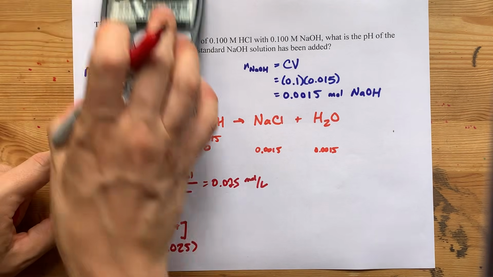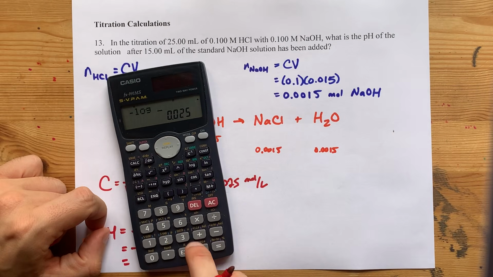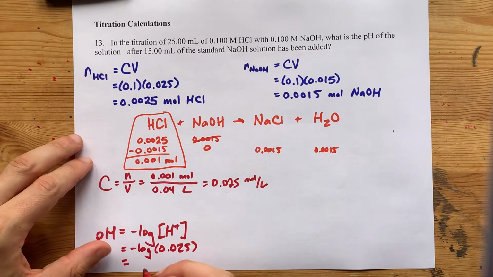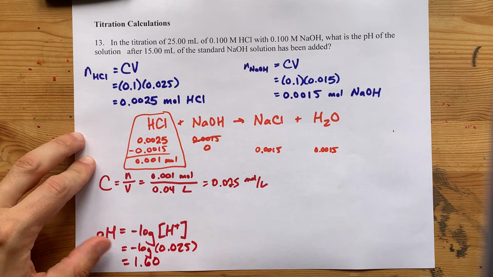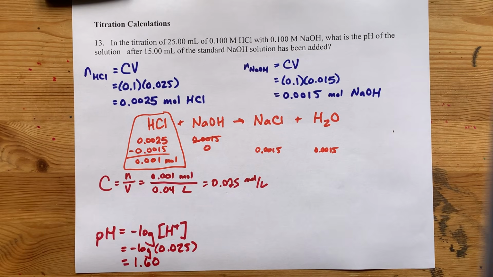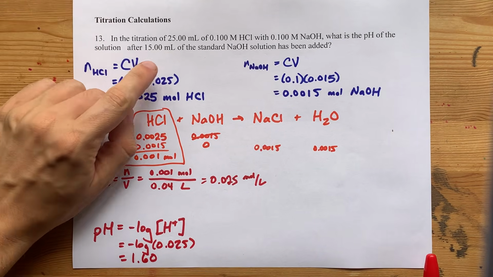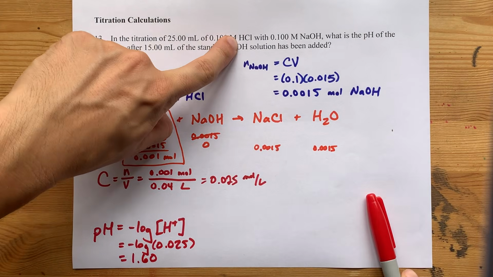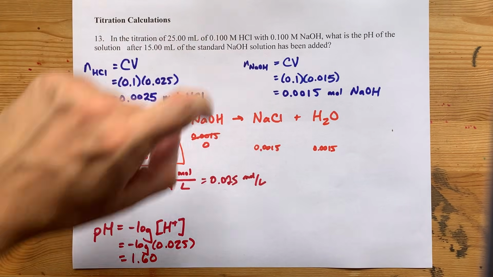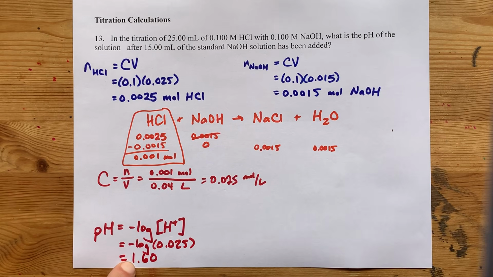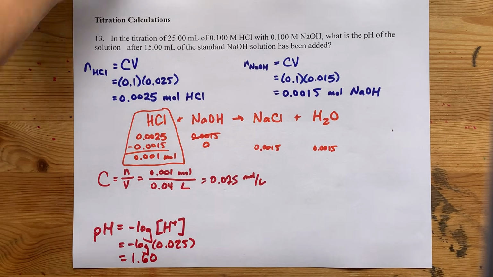Go do it on your calculator. Negative log of that answer gives me a pH of 1.60. Now, we've actually already titrated away 3/5 of the HCl, and yet we still have a very acidic pH.